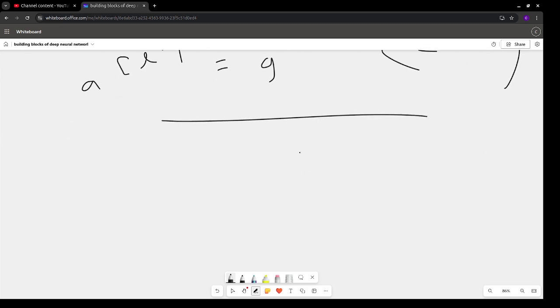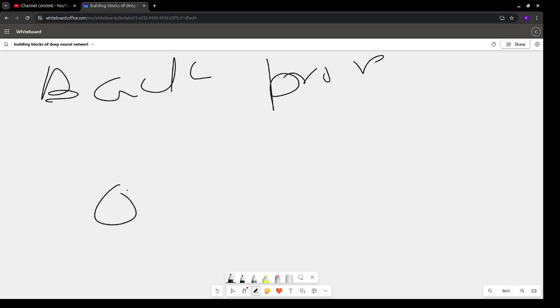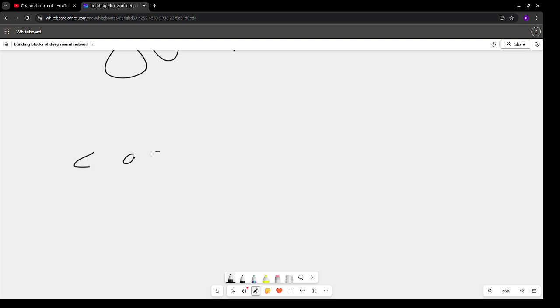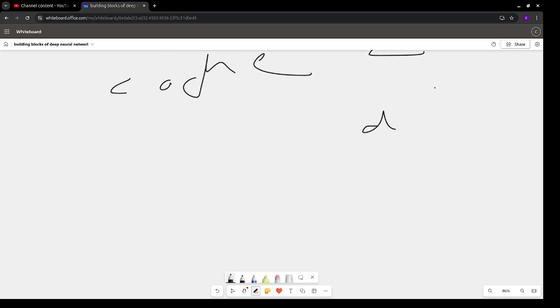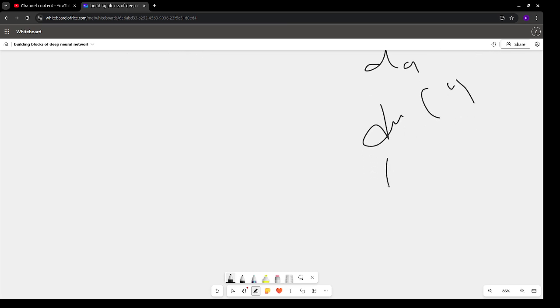Until then, I'm going to write some math about the backward propagation. So the output will be dA L minus 1, then the cache will be ZL, which will be G L minus 1, dA L, dW L, dB L. So this is basically how you implement a backward step.